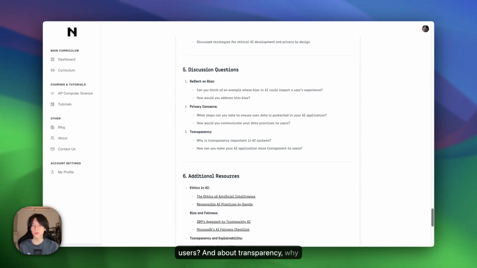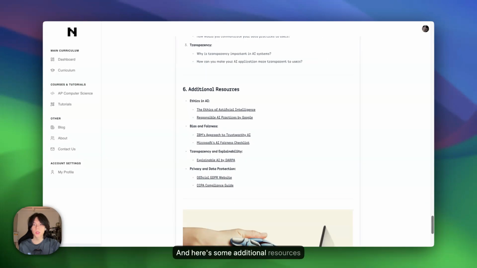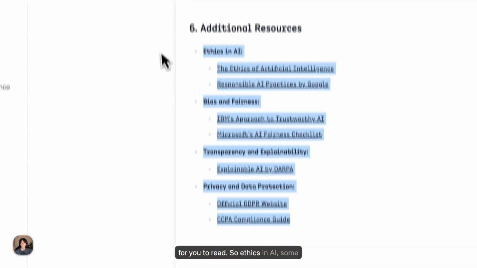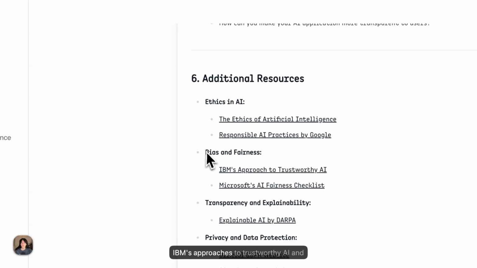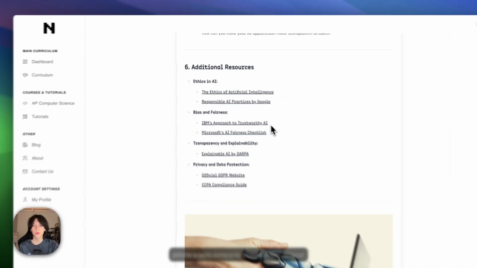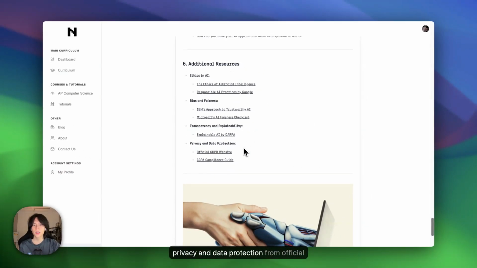And about transparency, why is transparency important in AI systems? Once again, think about that. And how can you make your AI application more transparent to users? And here are some additional resources for you to read: ethics in AI, IBM's approaches to trustworthy AI, and privacy and data protection from the official GDPR website and the CCPA compliance guide.